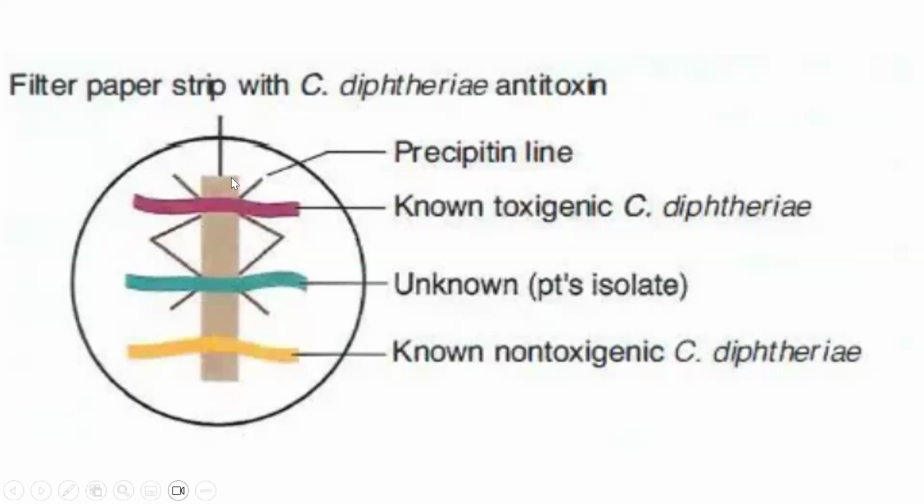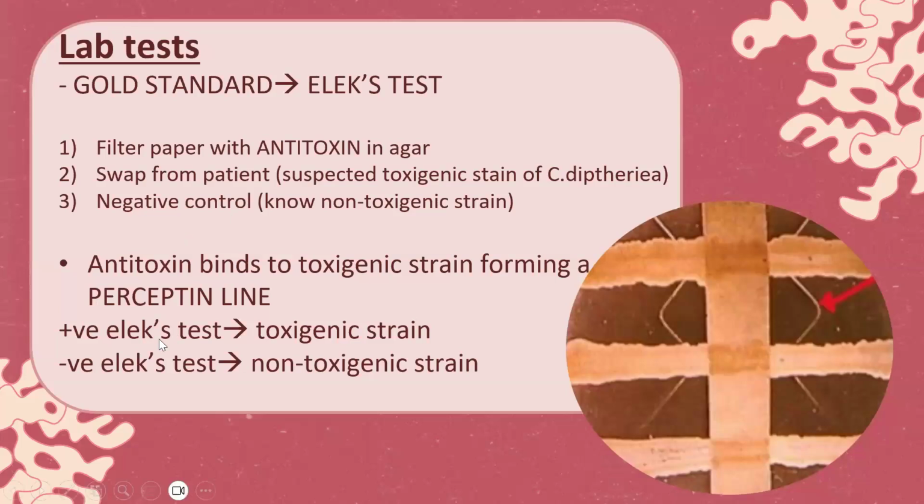The toxin should bind to the antitoxin, and it shows a precipitin line. So for the Elek test, a positive test is that you have a precipitin line. A negative test is that you don't have a precipitin line, and that indicates that the strain of the bacteria is non-toxigenic. Again, this is a precipitin line, which means this strain is toxigenic. You don't have a line here, so for example, this is a non-toxigenic strain.